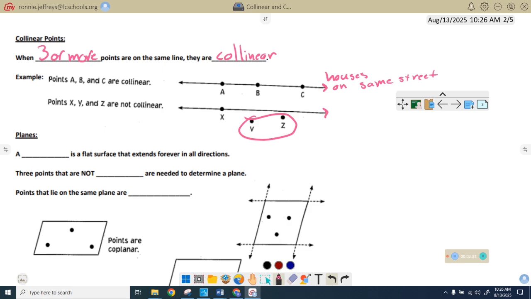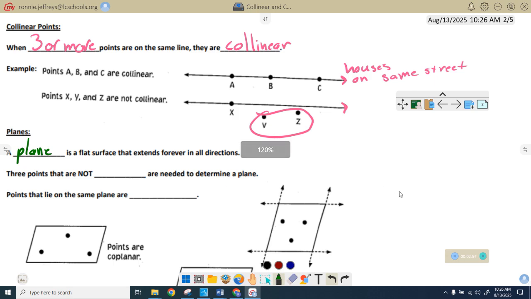Yeah, just hard. Yeah. All right, planes. A plane is a flat surface that extends forever in all directions. Forever. Bless you. All right. 3 points that are not collinear are needed to determine a plane. All right.